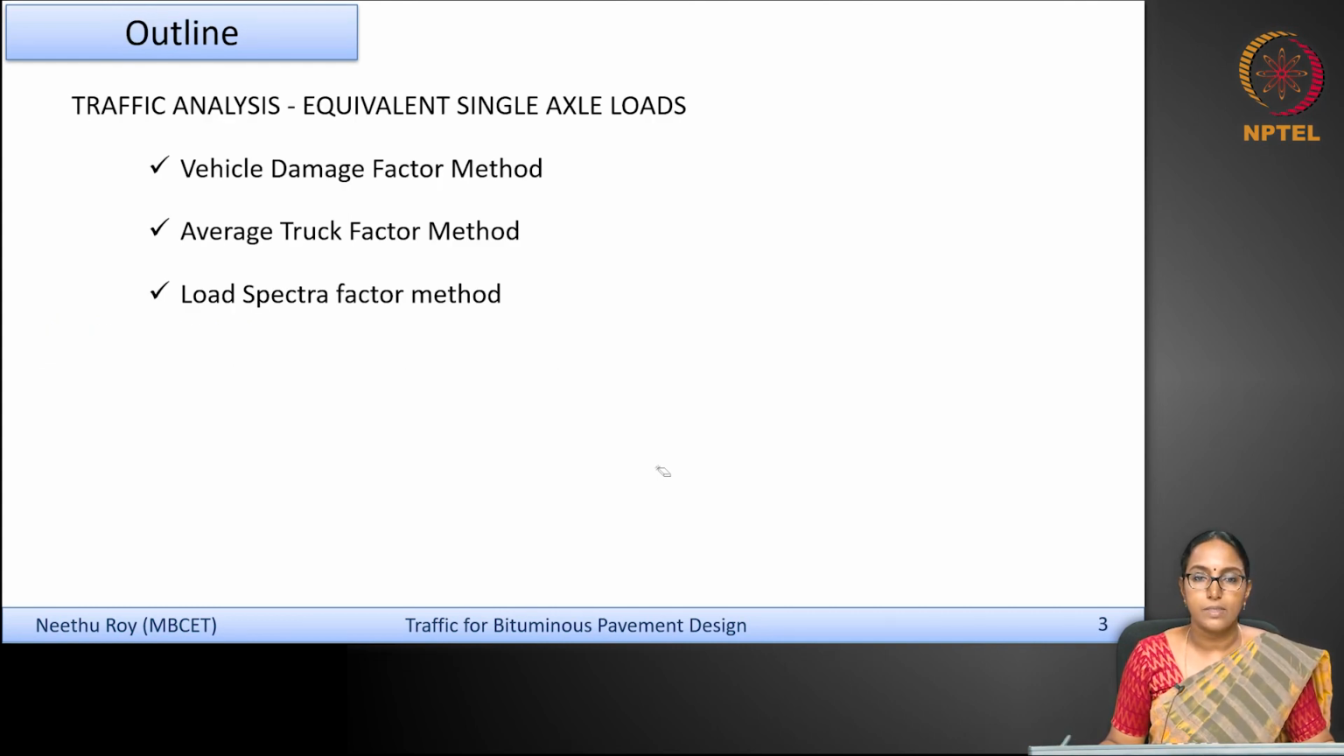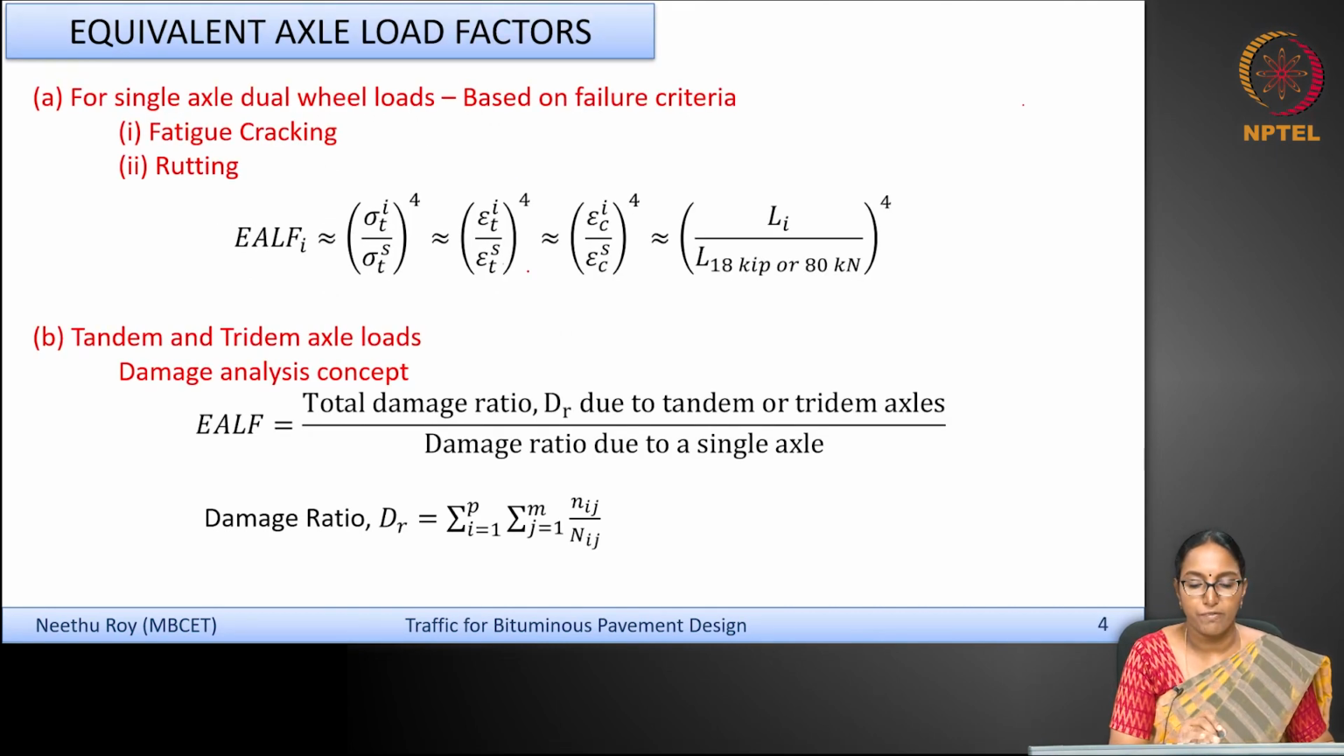The outline of this session is that you will see how the traffic is analyzed in terms of equivalent single axle loads by three different approaches. The first one is the vehicle damage factor method, the second is the average truck factor method, and the third is the load spectra factor method. A quick recap of what we have discussed in the last lecture.